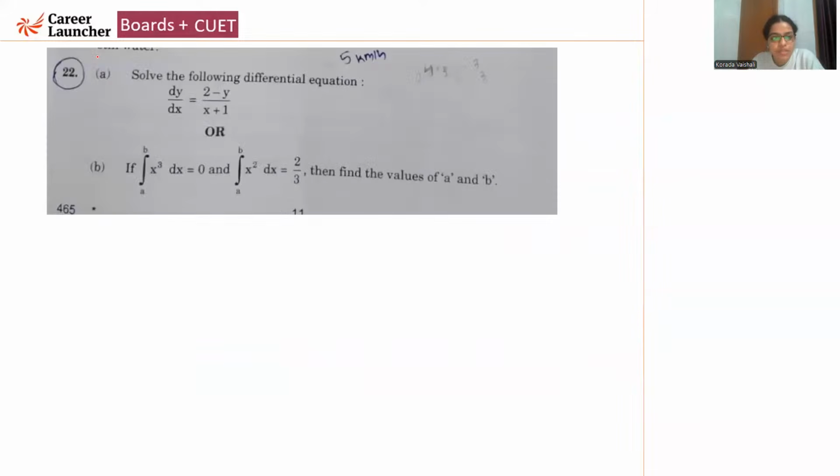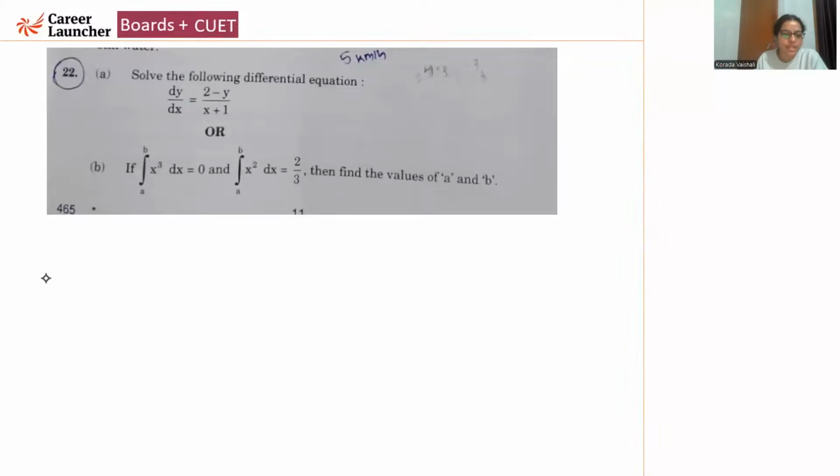Let's move on to question number 22. In question number 22, we have a differential equation based question and an integration based question. Read the question carefully and then we will solve it together. So starting off with part A, because this is an optional based question, आपने एक ही question attempt किया होगा, दोनों किया है तो सिर्फ first वाला consider होगा.